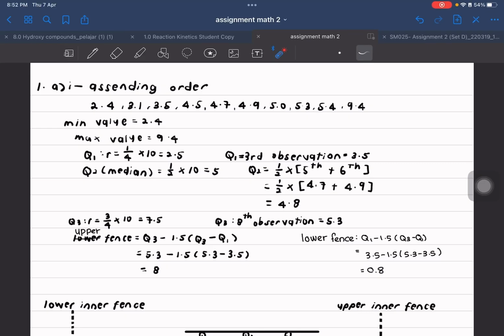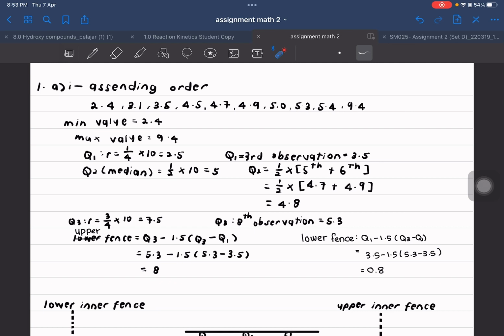For question number one, first of all, we need to arrange the numbers in ascending order so that we will get the minimum value and the maximum value. To construct a box and whisker plot, we should first find the first quartile, second quartile, third quartile, upper inner fence, and lower inner fence.